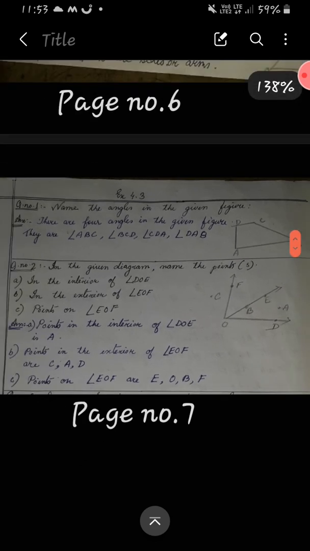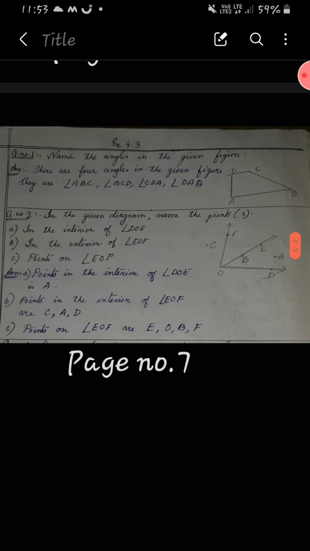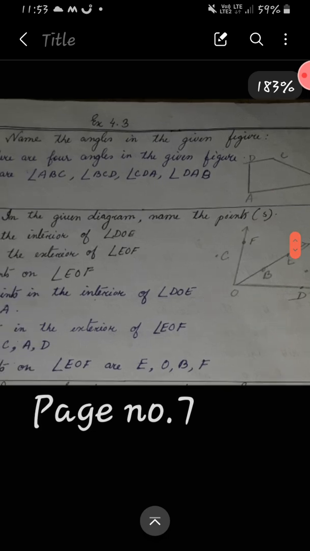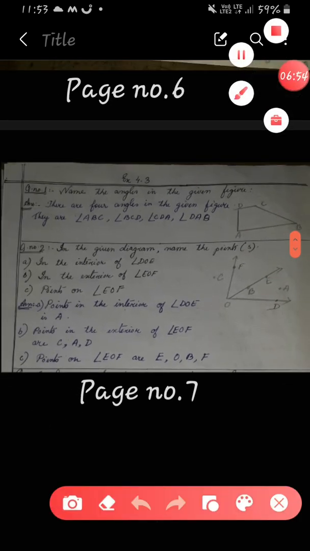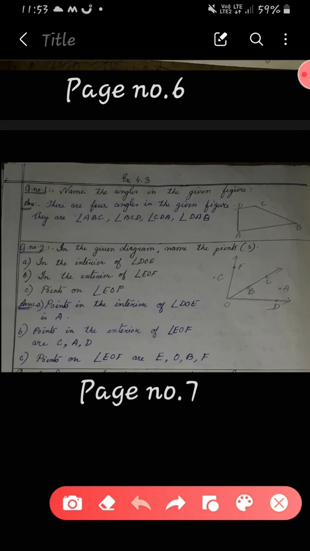Now question number 2. In the given diagram, name the point in the interior of DOE. Which angle is DOE? This one. So inside of DOE, which point lies? Point A lies in the interior of DOE. Next, the exterior of EOF. Which one is EOF? This is EOF. Outside of that angle, which points lie? C lies, A also lies, and D also lies.